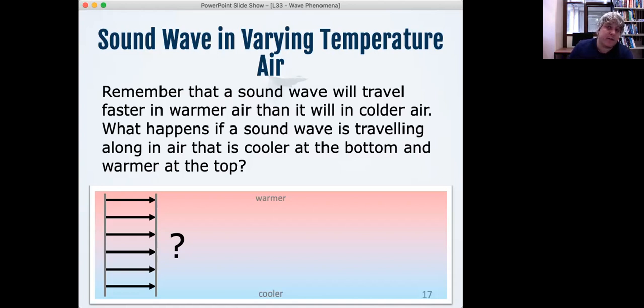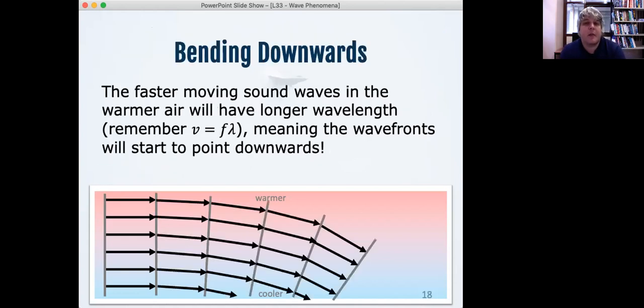Well, we know that it's going to be traveling at different speeds. So the top, which is faster because it's warmer, is going to travel along a bit quicker than the wave at the bottom, which is colder and therefore a bit slower. That means that the wave fronts will no longer be parallel. They'll start to curve, they'll start to bend away. So that energy is still being carried along, but now it's going to veer off course because one side of it is traveling a bit quicker than the other.